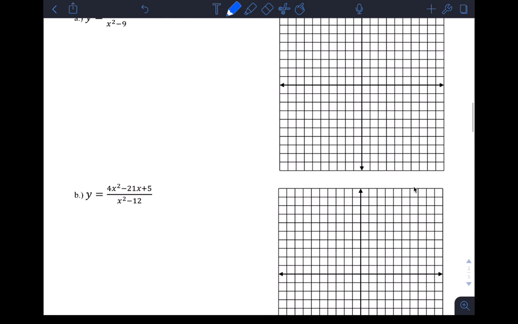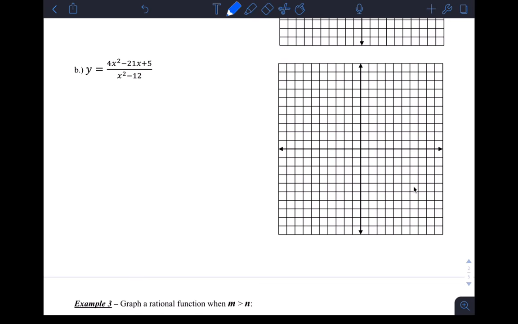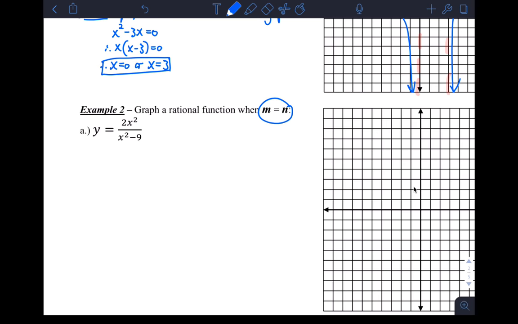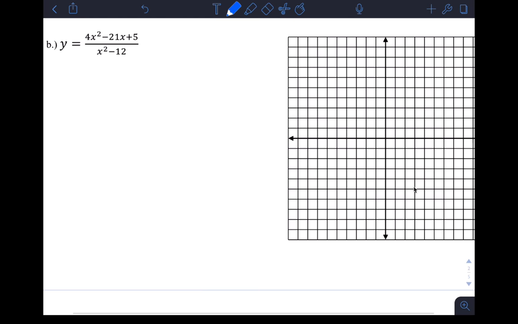All right, so I also did example 2a with you in class, so let's try example 2b together. And this is a different case. This talks about when m is equal to n. So when m is equal to n, that's a different type of graph. It's the same process, same steps, just in step three, when you talk about the horizontal asymptote, something is slightly different.